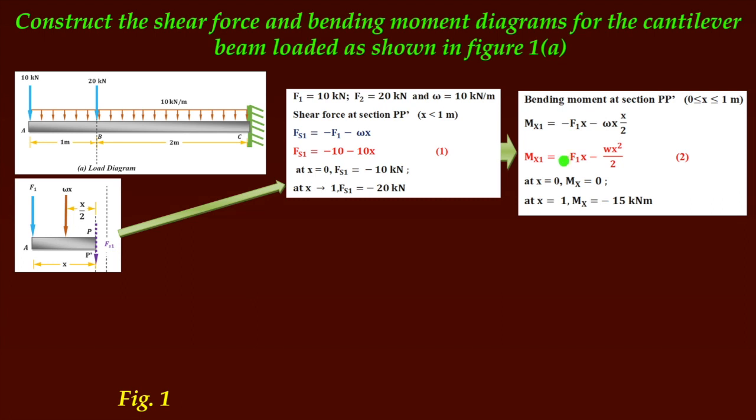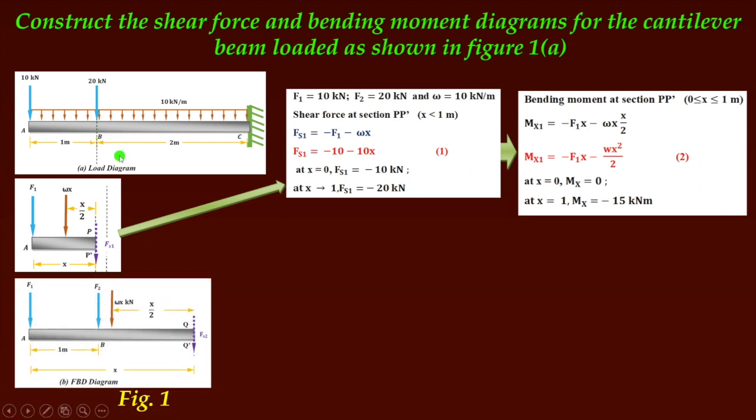Now notice that here the x is from 0 to 1, unlike here, where x is less than 1. Why? Because though at x equals to 1 another load is working, in the moment equation, if we write F2 also here, then F2 into distance from PP dash is equal to 0. So F2 into 0, finally this is the equation. So this equation holds good for point B, or at x equals to 1 also.